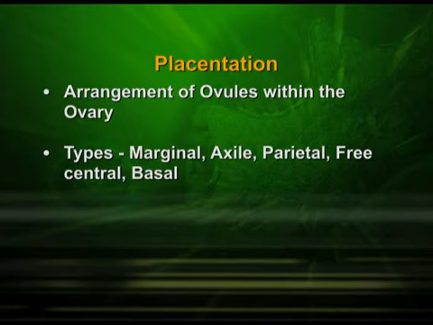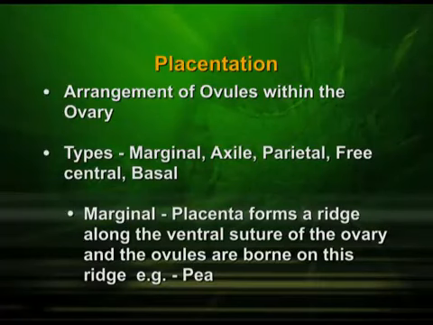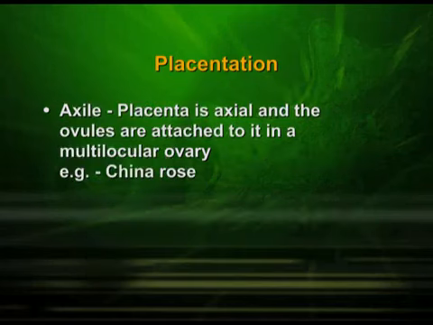The different types of placentation are marginal, axile, parietal, free central and basal. If we cut a section of the ovary, the placentation is easily visible, which can be seen very easily under a simple microscope. Marginal placentation. The placenta forms a ridge along the ventral suture of the ovary and the ovules are borne on this ridge. Example, pea plant.